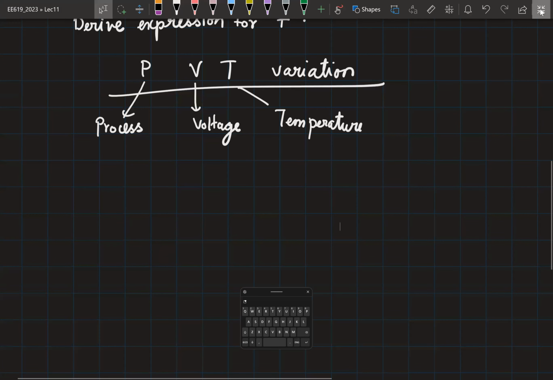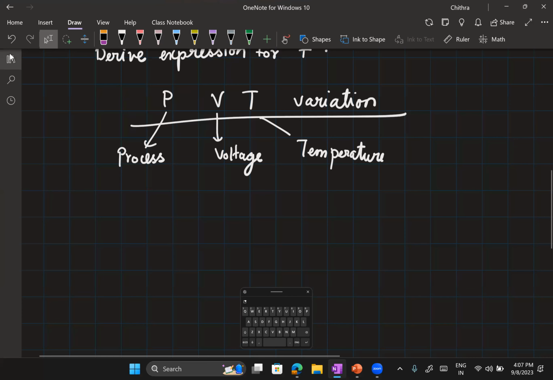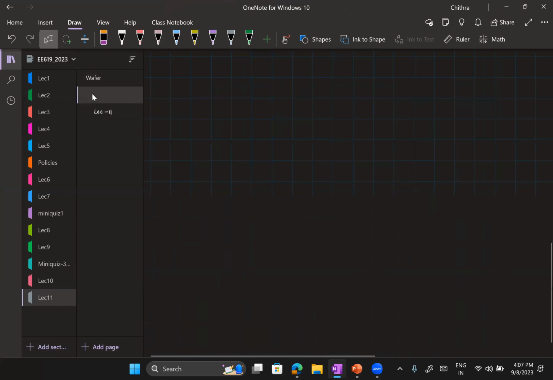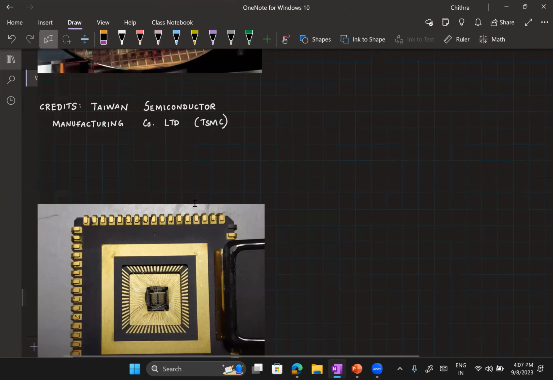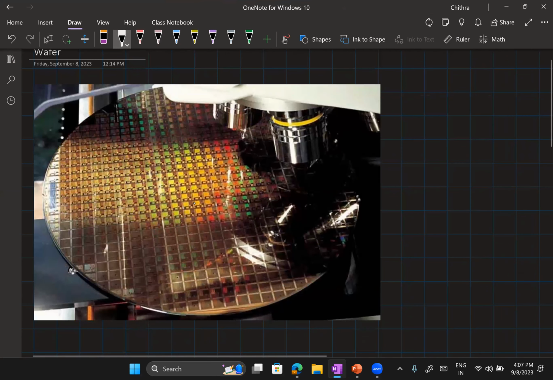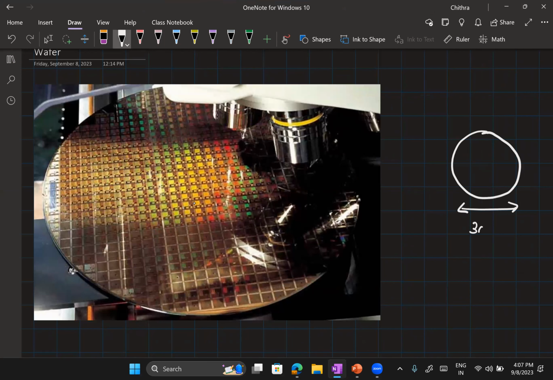So you know that all your dies are manufactured or fabricated on a wafer. So the wafer will look something like this. I have taken this image from the TSMC website. So this is basically a circular wafer whose diameter is roughly 300 millimeters. And this wafer is then divided into multiple dies like this.